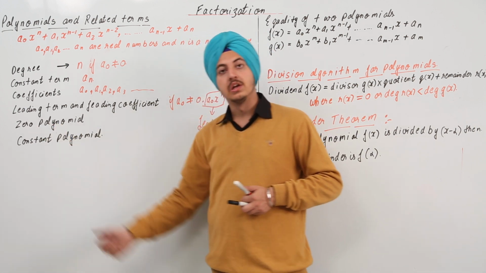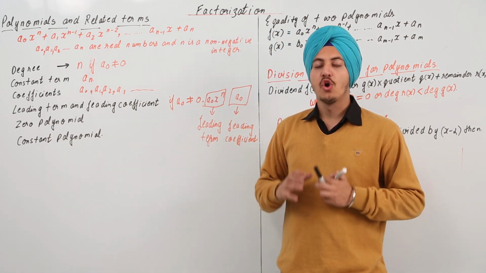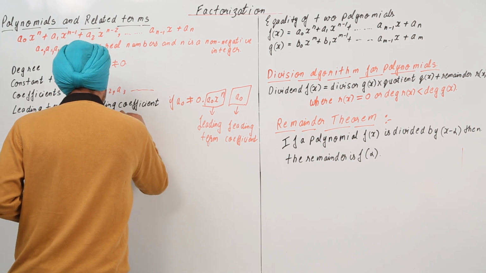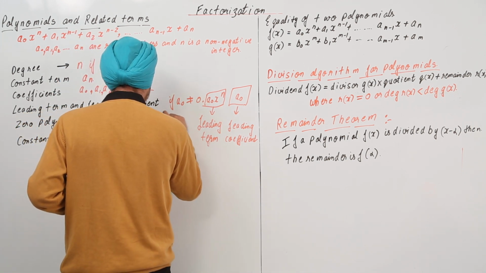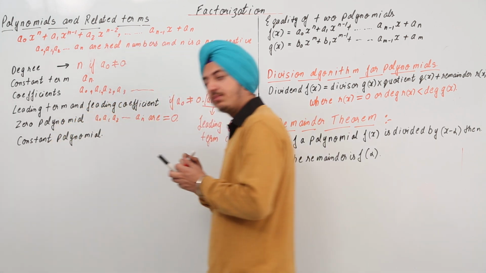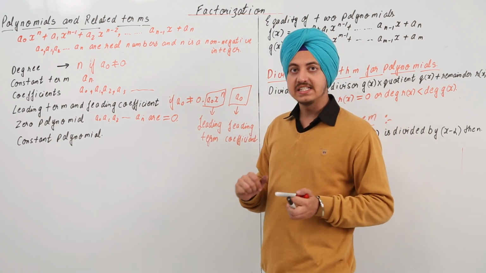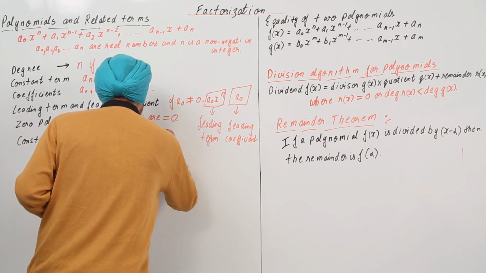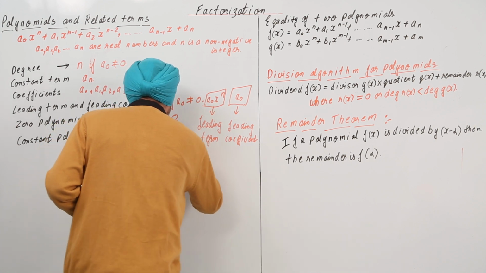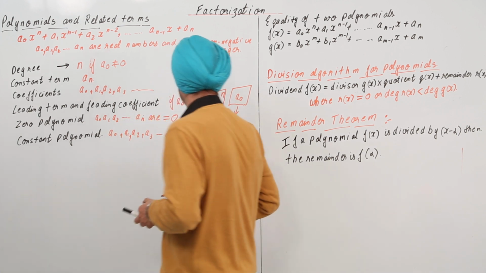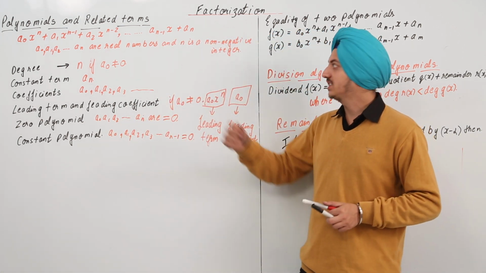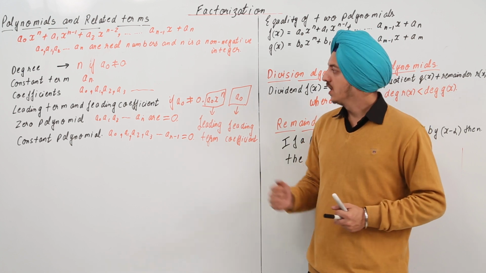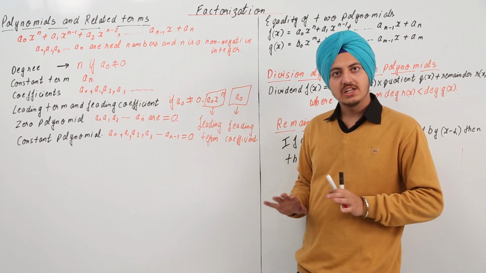And then we have a zero polynomial. A zero polynomial is a polynomial in which all the coefficients are 0. That means all the terms a naught, a1, a2 and so on to a n are 0. A constant polynomial is one in which a naught, a1, a2 and so on to a n minus 1 are equal to 0. That means there is only one term, a n, the constant term, and that polynomial is called the constant polynomial. So now you know what a polynomial is and what its related terms are.